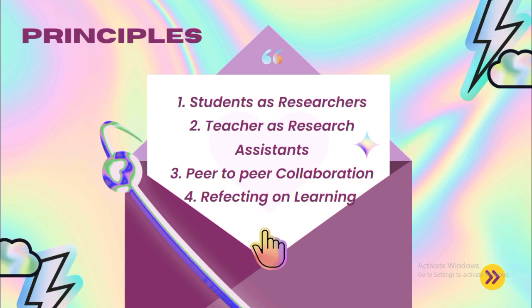Fourth, reflecting on learning. The final principle is asking students to reflect on their learning. This can be achieved by posing the leading question on the discussion board at the end of the cycle to see how students' responses have evolved based on what they've learned. Language teachers can also encourage reflection through assessment feedback.